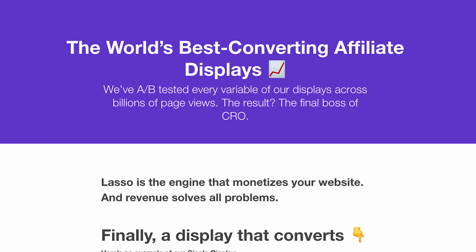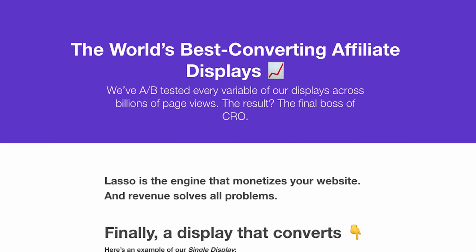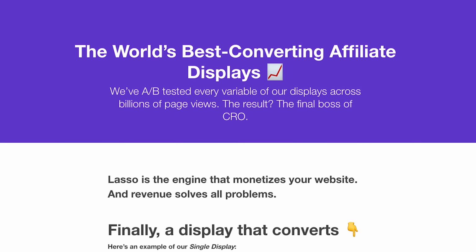Step 2, boost conversions with custom displays. Affiliate marketing isn't just about linking to products. It's about presenting those products in a way that drives clicks and conversions. Lasso's customizable display options let you showcase your affiliate links in visually appealing ways that inspire action. For example, instead of embedding a plain text link for a product, you can create a professional looking product box.